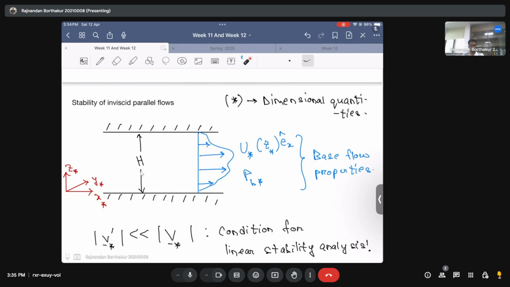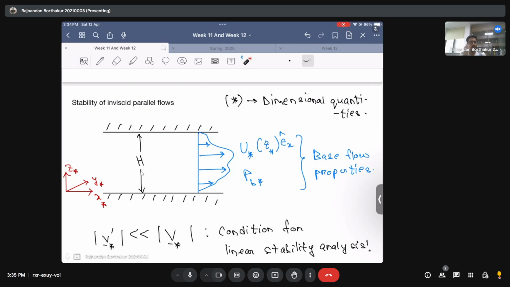So the advantage of this 2D disturbance is that in 3D, the number of unknowns was 4, that is u prime, v prime, w prime, and p prime. By applying Squire's theorem, we have reduced the 3D problem into the 2D problem, and since it's a 2D problem now, we can use the stream function to further reduce the number of unknowns, which were u prime and w prime, that is the velocities, into the single unknown stream function psi prime.